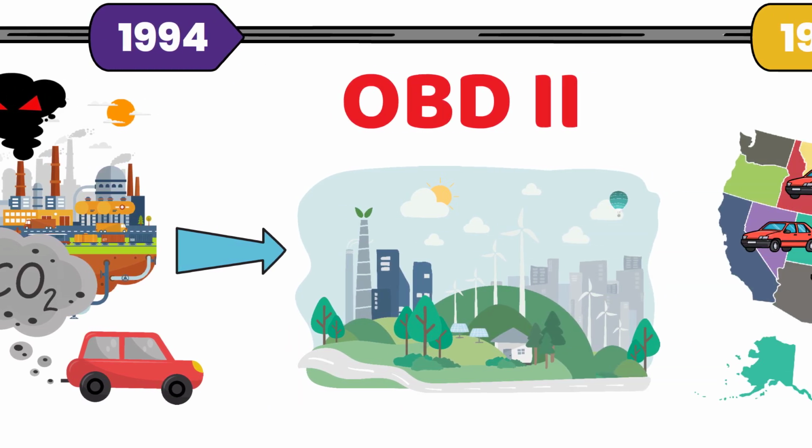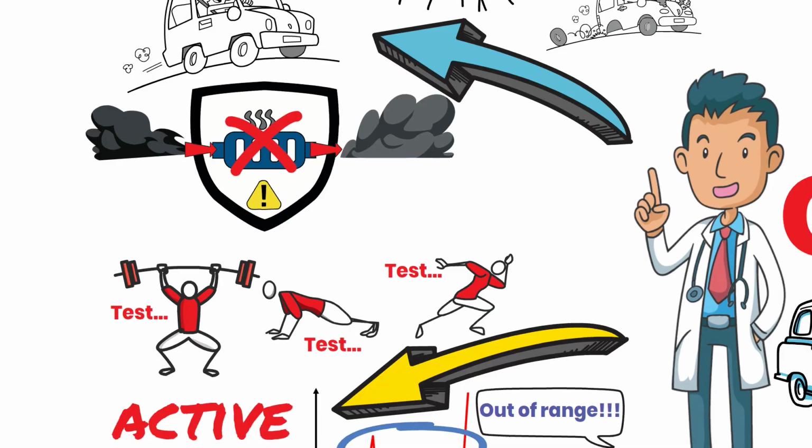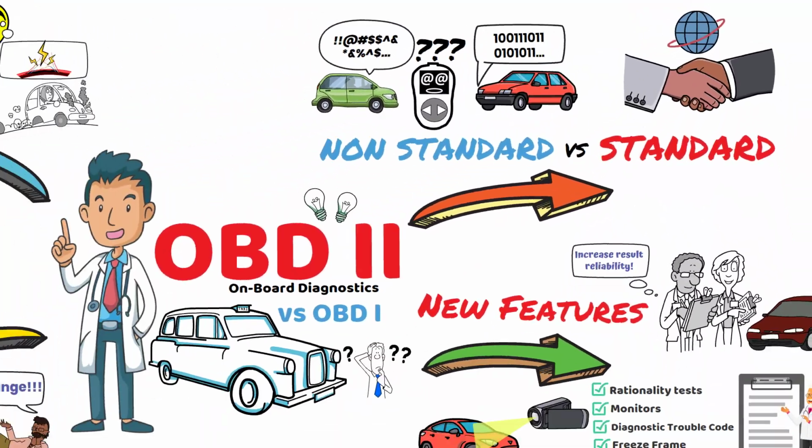With advancements like OBDII, vehicles gained the ability to diagnose and monitor their own systems, leading to improved emissions control and more effective troubleshooting.